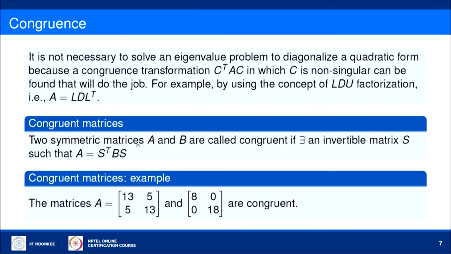Now, two symmetric matrices A and B are called congruent if there exists an invertible matrix S such that A equals S transpose B S. For example, here the matrices A = [13 5; 5 13] and [8 0; 0 18] are congruent, because we have just seen that there exists a matrix Q, which is [1/root 2, -1/root 2; 1/root 2, 1/root 2], such that A equals Q D Q transpose, where D is [8 0; 0 18] and A is [13 5; 5 13].